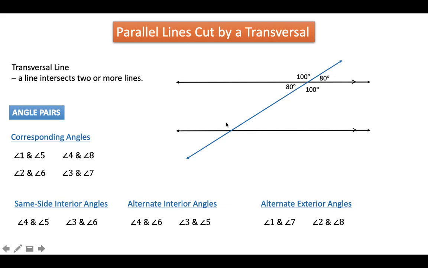Now, if you want to get the measure of this angle, since it is corresponding to this angle, and corresponding angles are congruent, therefore this is also 100 degrees. Its vertical angle is 100 degrees. Its linear pair is 80 degrees, and its vertical angle is also 80 degrees.